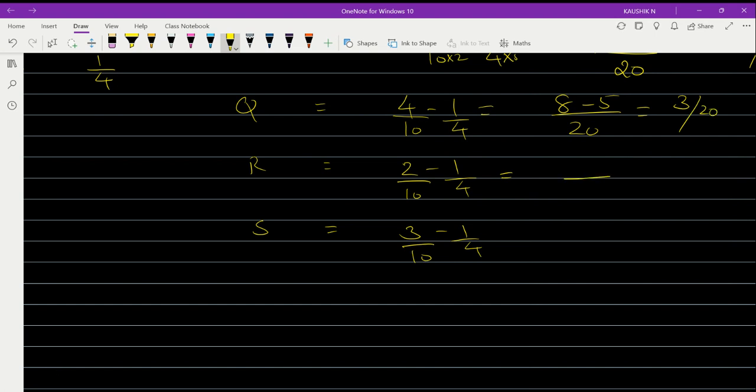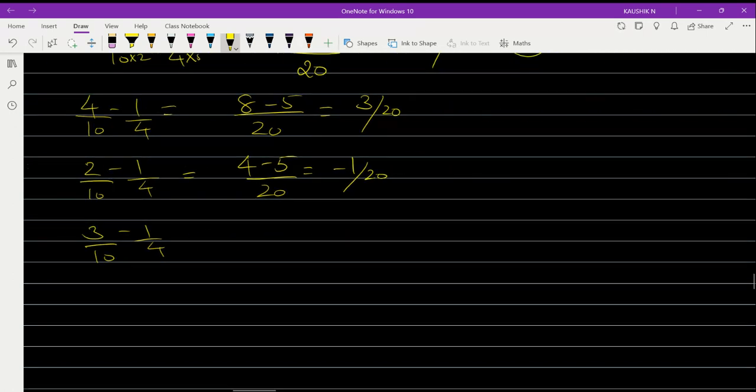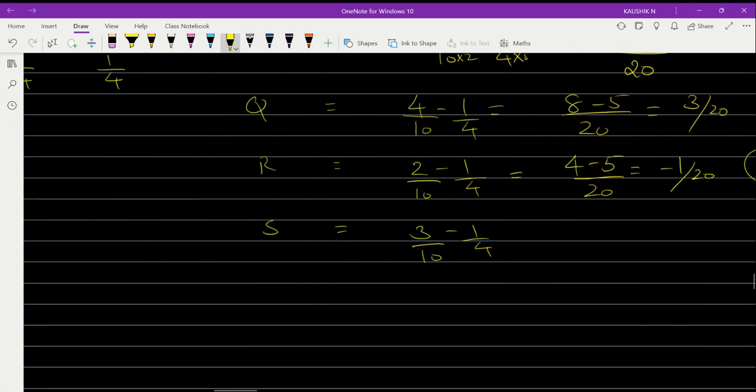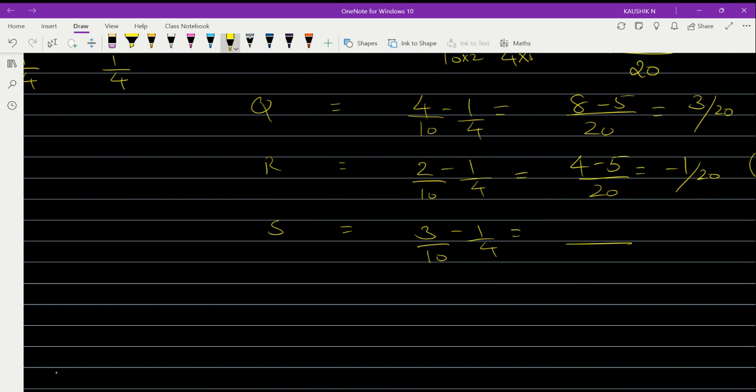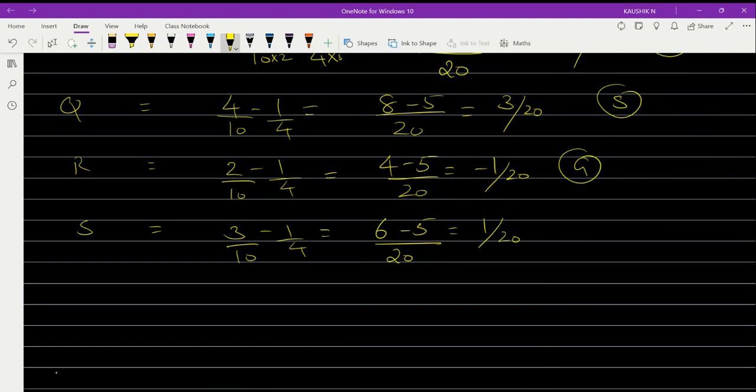With respect to R, into 2 and numerator also into 2, 4 into 5, 5 minus 5, that is minus 1 by 20. So here there is a sacrifice, here there is a gain. Coming up to the next one, 10 into 2, 3 into 2, 6 minus 4 into 5, 1 into 5, 5. So positive 1 by 20. So here this is a what? Gain or sacrifice? Sacrifice.